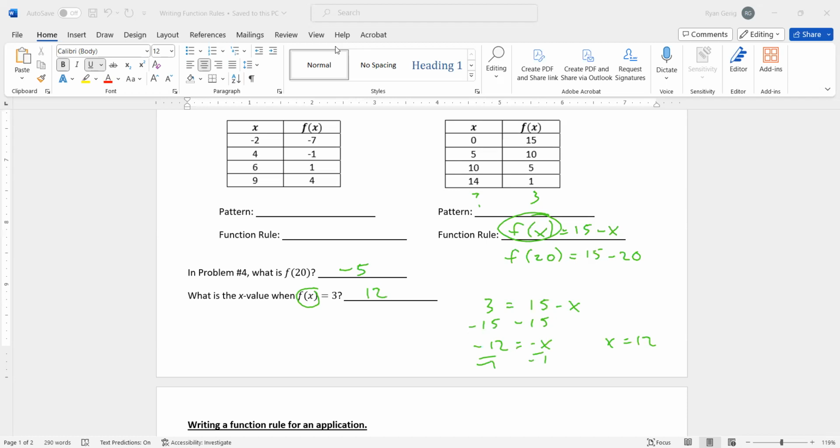So when x equals 12, f of x equals 3. And you can see that. If I put 12 in for x, 15 minus 12 is 3. All right. So that's from a table.